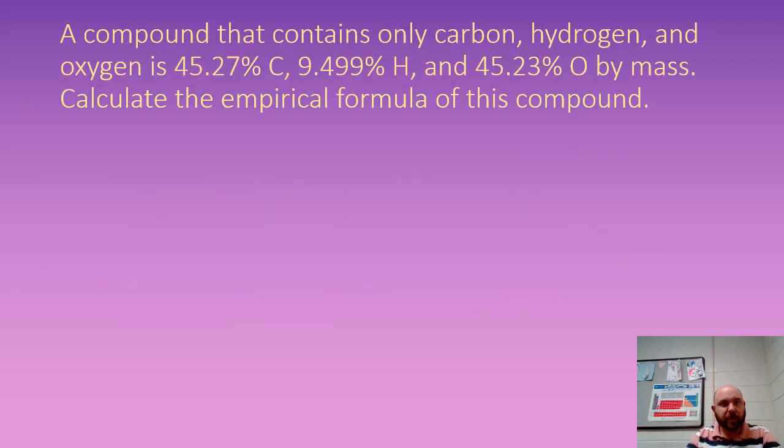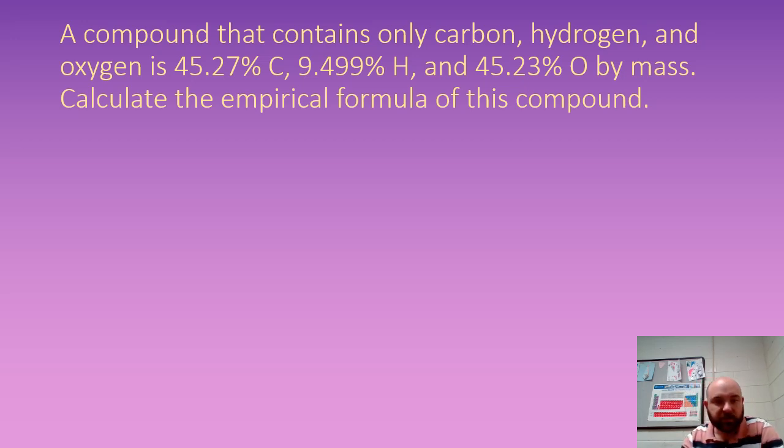Here we have our next example. We can see that the compound contains carbon at a percentage of 45.27, and then 9.499% hydrogen, and then 45.23% oxygen. When we do these problems, we can simply assume that we have a 100-gram sample, and in the case of a 100-gram sample, we would have this many grams of each constituent.